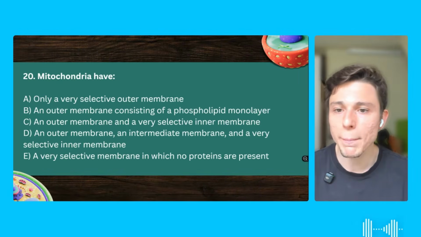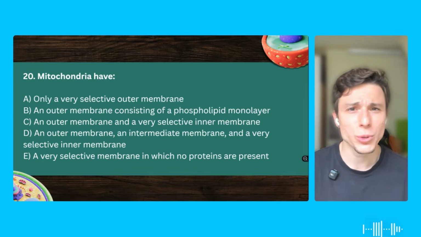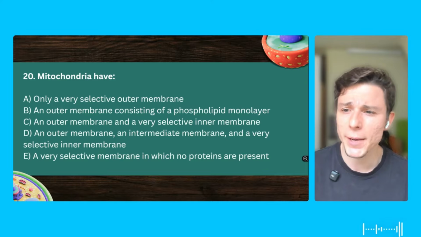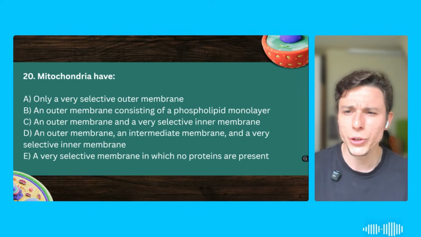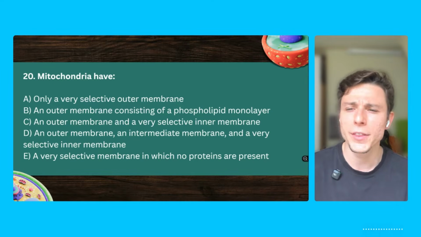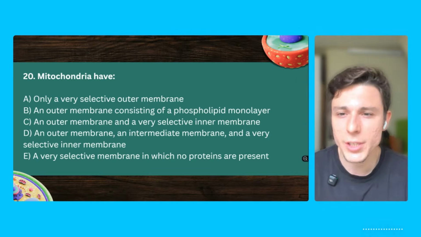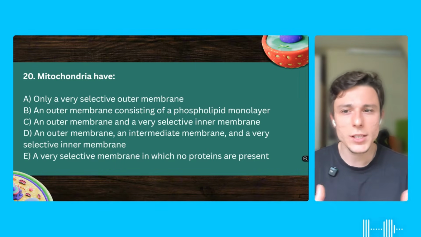Alright, so question 20, mitochondria have. I think this is the third or fourth question just talking about mitochondria, so you can see how important this topic is for the IMAT. So let's remember the structure of the mitochondria. This is a very interesting organelle that shares some past with the bacteria. If you remember about the theory of endosymbiosis, you might remember that it was once a bacteria that entered our cells, and through a symbiosis process, it remained there.